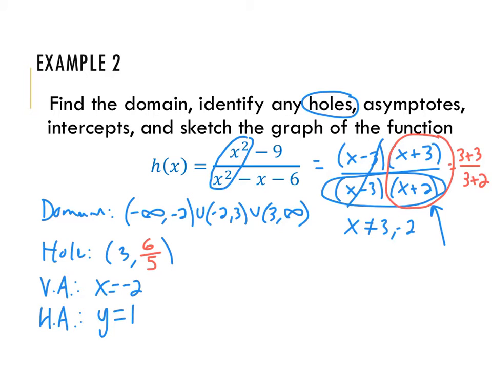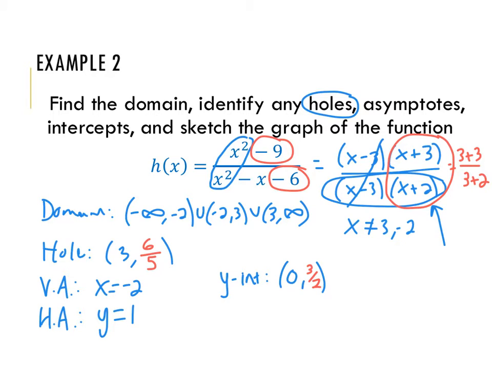Now for the intercepts, there's two types. We have the y-intercept and we have the x-intercepts. Remember, the y-intercept is when we sub in 0 for x. In this case, if we sub in 0, what we're left with is negative 9 over negative 6, which reduces to 3 over 2. So there's a y-intercept at 0, 3 over 2.